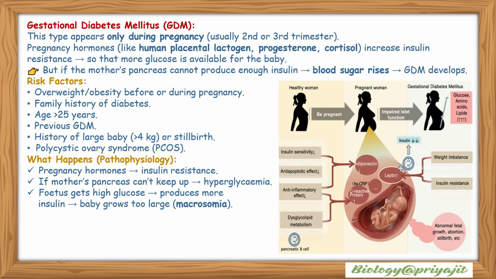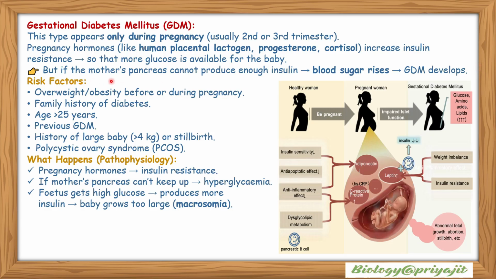Gestational diabetes, or GDM, gestational diabetes mellitus. This type appears only during pregnancy, usually during the second or third trimester. Pregnancy hormones like human placental lactogen, progesterone and cortisol increase insulin resistance so that more glucose is available for the baby. But if the mother's pancreas cannot produce enough insulin, blood sugar rises and gestational diabetes mellitus develops.